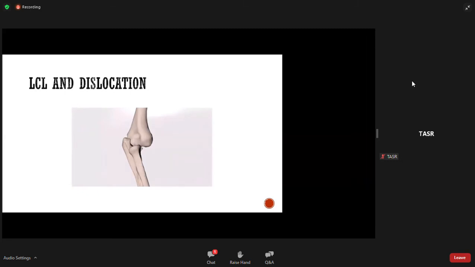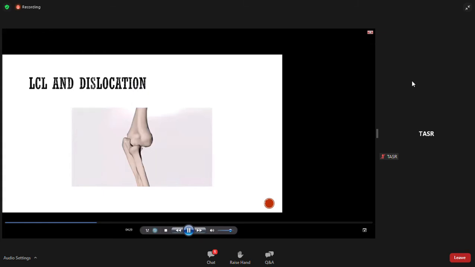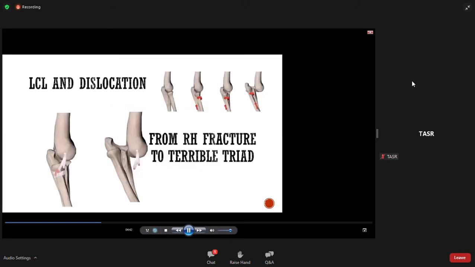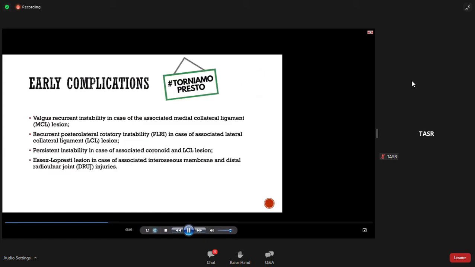Of course, if it's a small fragment, you can eventually not even fix it, or fix it. The greater the dimension of the radial head fracture, the more you need either to fix it or to replace it. So you perfectly understand that the role of the LCL and dislocation goes from a simple dislocation to a radial head fracture to a terrible triad with the same mechanism. And this is very interesting to know and to recognize.